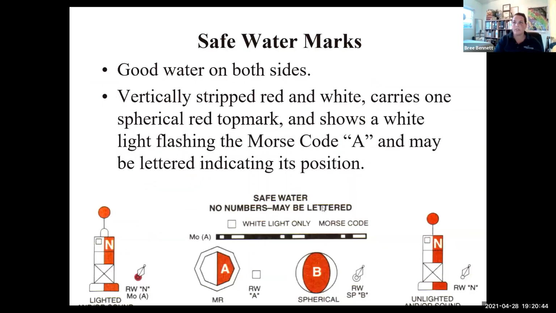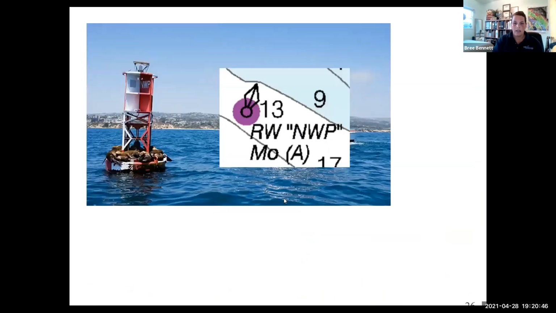Okay, so back to our safe water mark screen. So this is our NWP buoy. What we see on the chart is it's red and white. It doesn't have that top mark shape, that little circle on top of the buoy, because there is no top mark on our NWP buoy. It has NWP because that's what it has on the buoy, and then it has the white light.